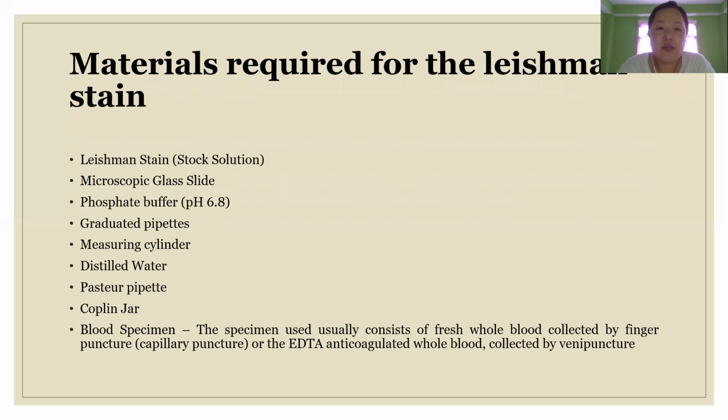The materials which we require for staining are Leishman stain stock solution, glass slides, phosphate buffer, graduated pipettes, measuring cylinder, distilled water, dropper pipette, Coplin jar, and the blood specimen. Okay, so in this particular procedure, you can take the blood specimen by two methods, either the capillary method or the venous method.